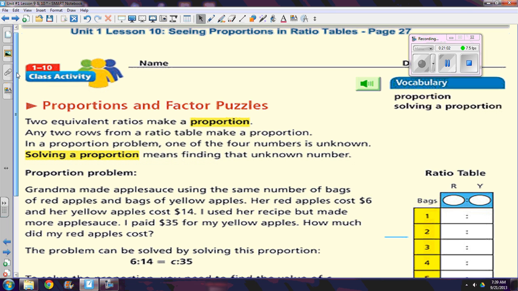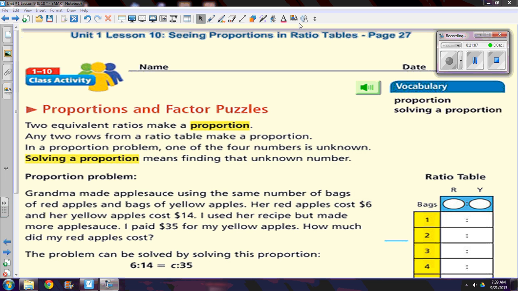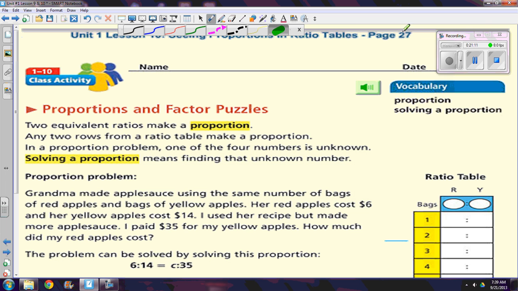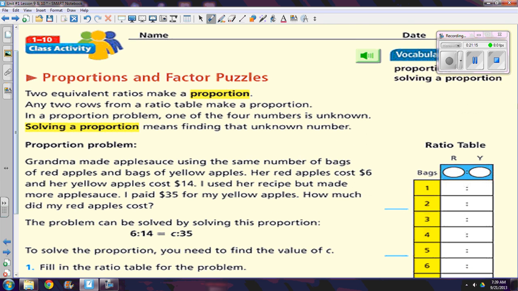All right, draw a line in your black notebook. Let's look at lesson 10, seeing proportions and ratio tables. Page 27 is what I would like you to write in your notebook. And let's get started. Two equivalent ratios make a proportion. Any two rows from a ratio table makes a proportion. In a proportion problem, one of the four numbers is unknown. Solving a proportion means finding that unknown number.